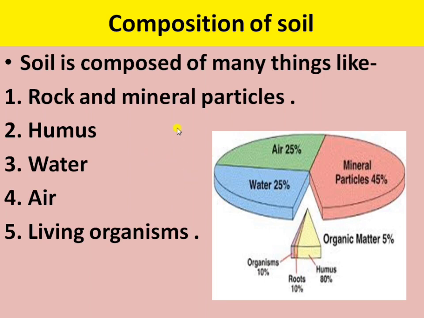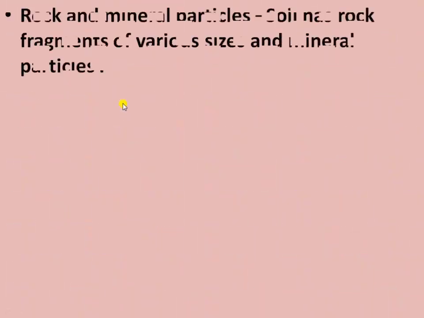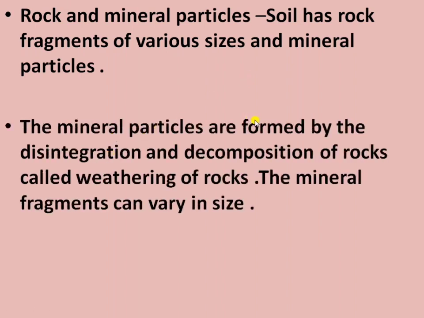The first composition of soil is rock and mineral particles. Soil has rock fragments of various sizes and mineral particles of various sizes. The mineral particles are formed by the breaking down, that is the disintegration and decomposition, of rocks, called weathering of rocks. The mineral fragments can vary in size.